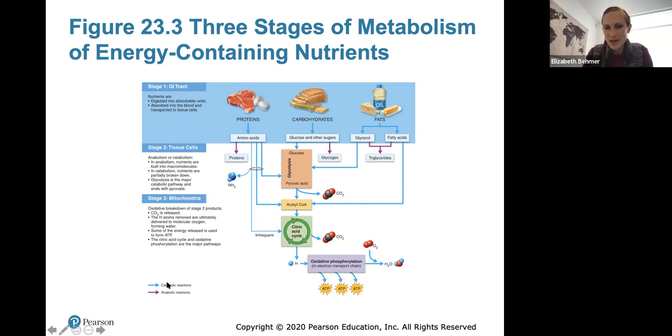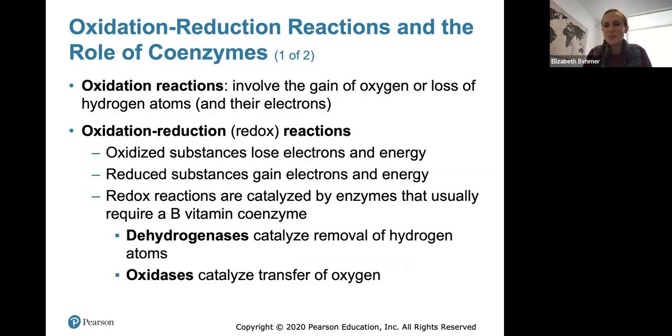We have anabolic and catabolic reactions. Remember, an anabolic reaction is creating something larger, and a catabolic reaction is breaking something down. So we talk a little bit about oxidation and oxidation-reduction reactions. An oxidation reaction involves the gain of oxygen or a loss of a hydrogen atom, and an oxidation-reduction reaction, or a redox reaction, will oxidize substances. Oxidized substances will lose electrons and energy, and reduced substances will gain electrons and energy. These redox reactions will occur throughout our cellular respiration cycle.